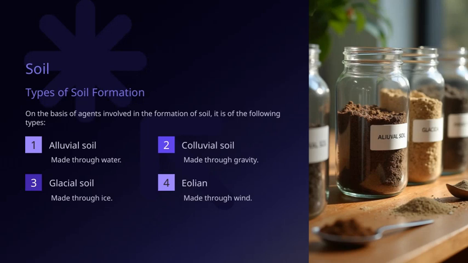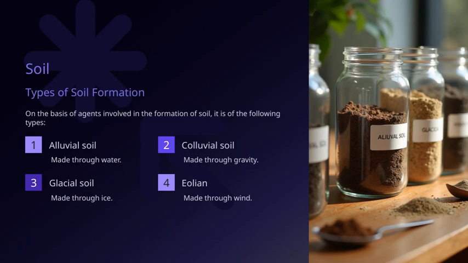So, when we look at soil formation, it's interesting to see how different agents contribute to creating various types of soil. For example, soil made through wind is called aeolian soil. This happens when wind erodes and deposits particles, forming soil over time. It's quite significant in arid and semi-arid regions where wind is a dominant force.